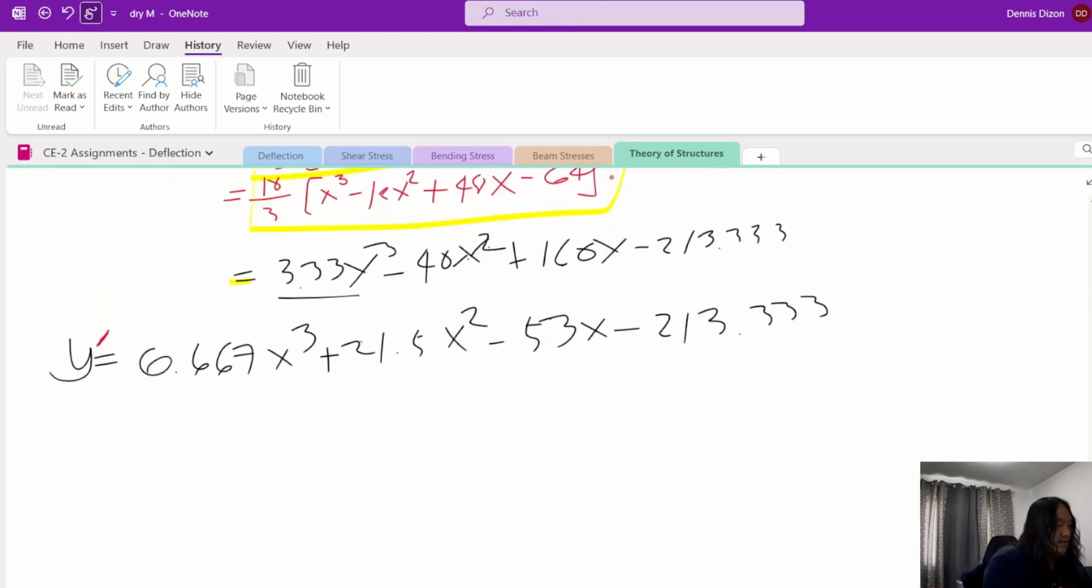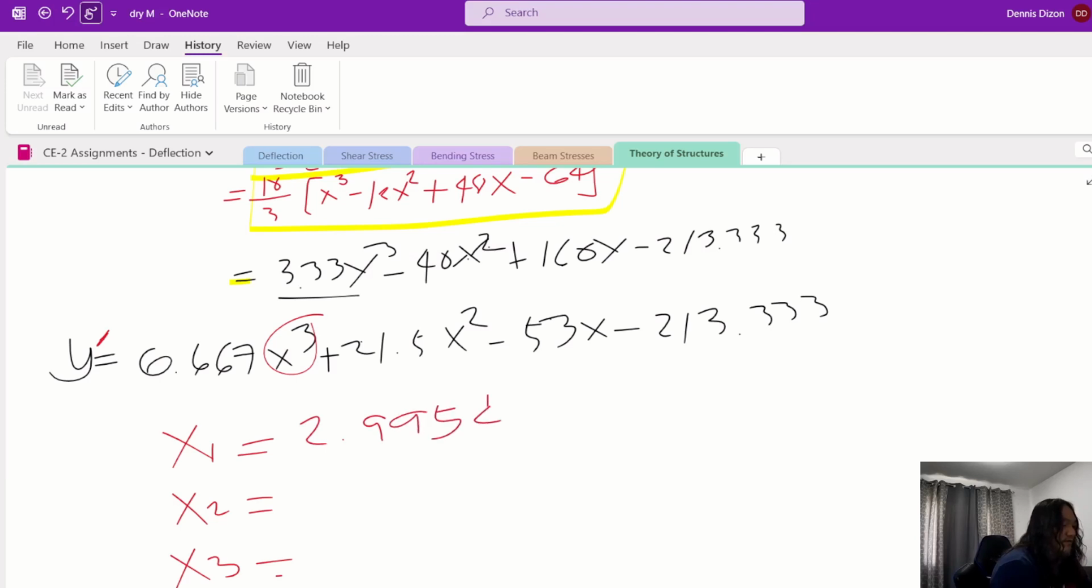Because this is a cubic equation, we have three values of x: x1, x2, x3. Now using the calculator again, the first value x1 is 2.9954 meters. And then the next one, x2, is minus 3.11 plus 1.005 i, which is an imaginary number.